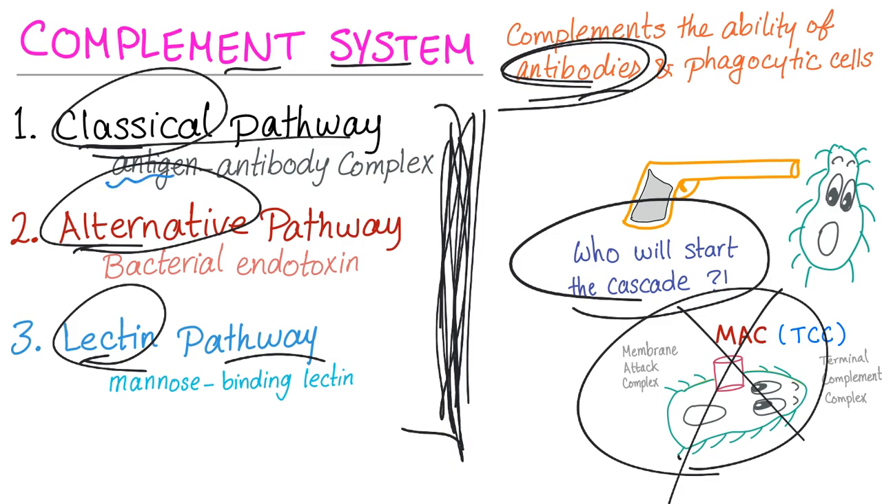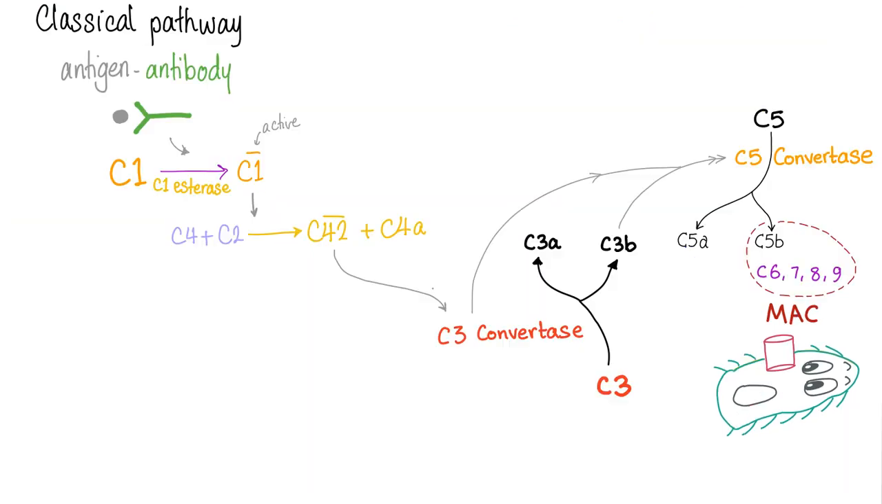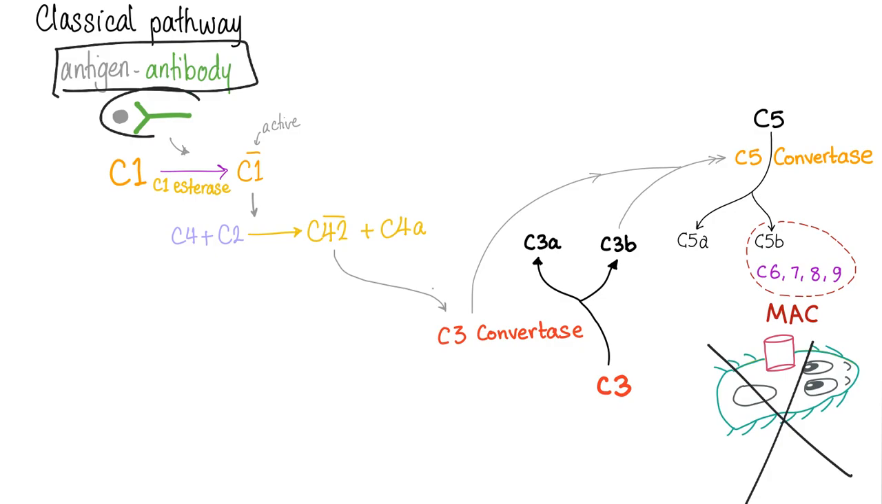Who pulls the trigger in the classical pathway? The antigen-antibody complex. Classical complement pathway. What is the goal? To destroy the bacteria. Who starts the cascade and pulls the trigger? Antigen-antibody complex. Cool, let's start. We'll convert C1 into the active form of C1. This dash means active. The enzyme is called C1 esterase. Then C1 is gonna convert C4 and C2 into active C2 and C4a.